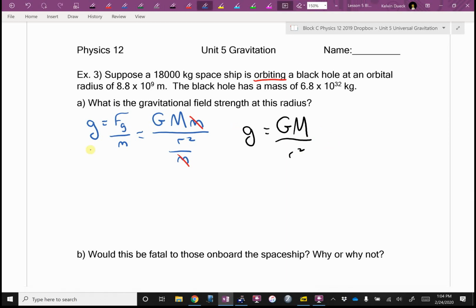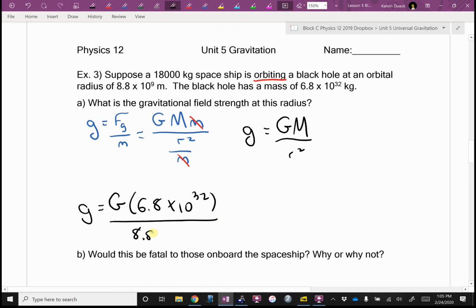Let's crunch the numbers here. So it's going to be big G, 6.8 times 10 to the 32 all over, and that is an orbital radius, so I can use that, and don't forget the squared. It's going to be bigger than 9.8. What do you get? 586, is that rounded off properly?